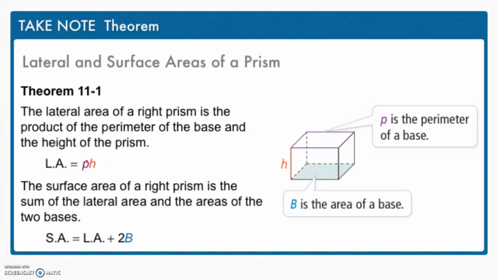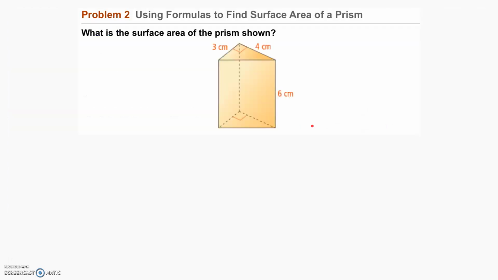It's just perimeter times height. When we talk about perimeter here, we are talking about the perimeter of a base. Okay? Then the surface area of a right prism is going to be the sum of the lateral area, which we can find using this formula, and the area of the two bases, the one on the bottom and the one on the top. Let's see an example of this in action.